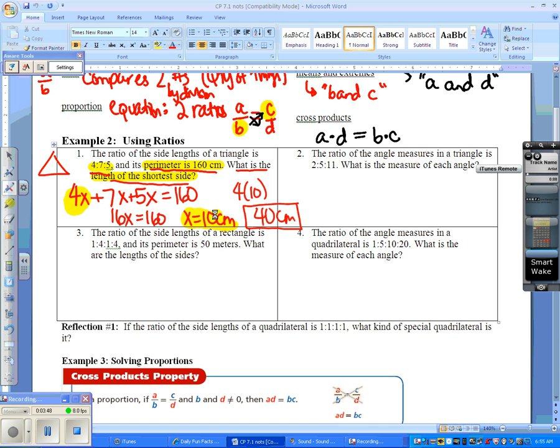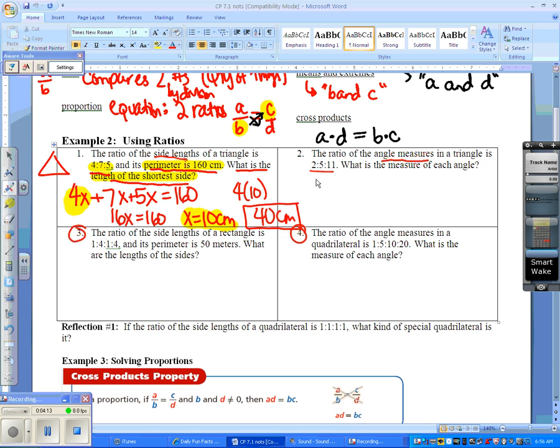Number 3 is very similar to number 1. Number 2 I'll do with you, and then you guys will be responsible for 3 and 4. Number 2 says the ratio of angle measures in a triangle is 2 to 5 to 11. What's the measure of each angle? In this one we're talking about angles, and in the last one we were talking about sides. Perimeter means sides.